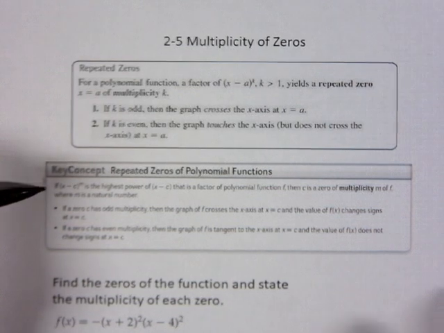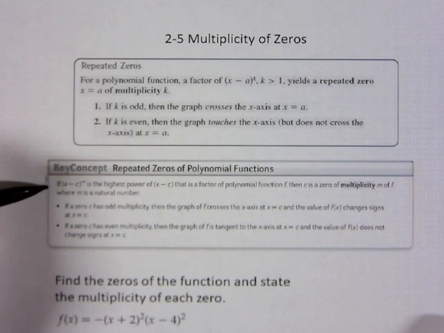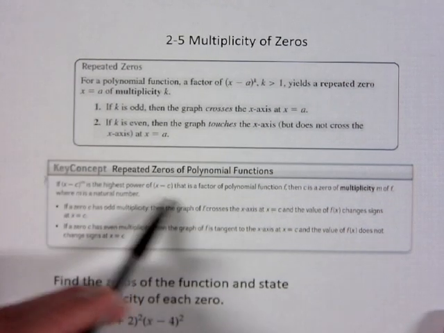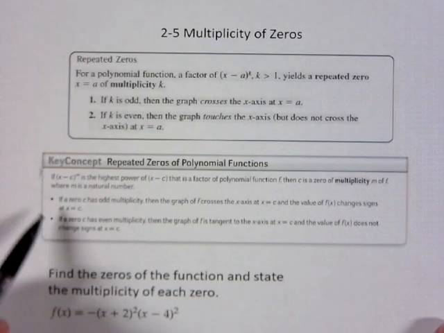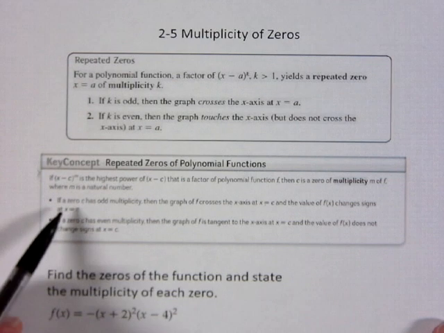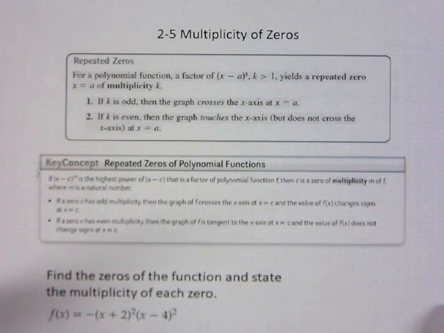Okay, so this is just another way of saying the same thing. That would be your zero, and then the power is the multiplicity. And this says the same thing, that if it's odd, then it crosses over at that zero. And if it's an even multiplicity, then it just touches it and doesn't cross it, right?